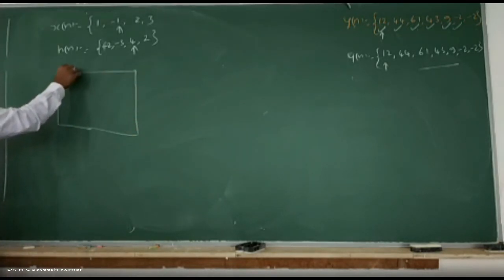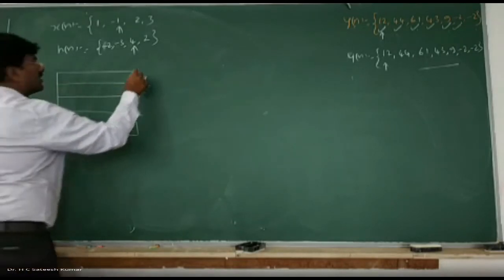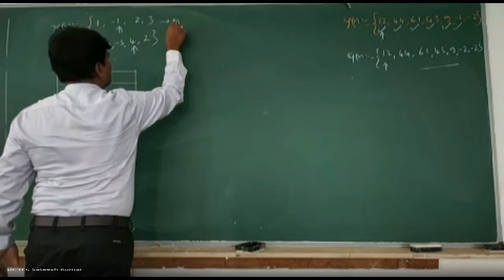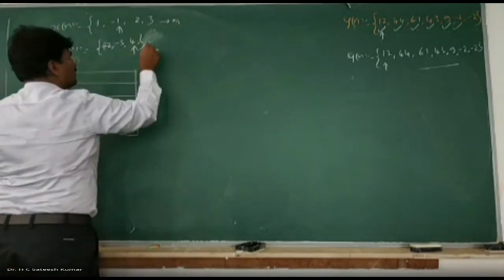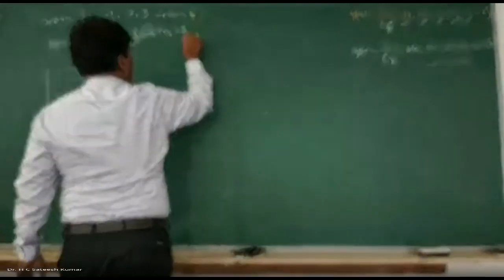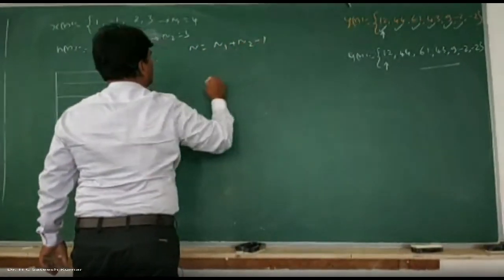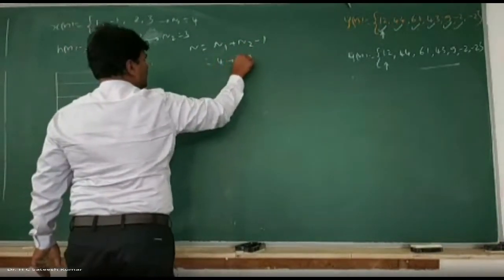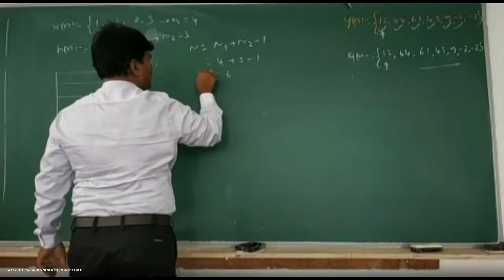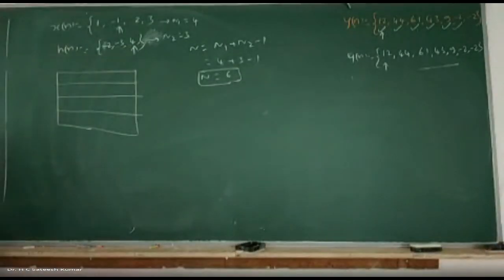Okay, right? So here, how many elements will you get? n1 is equal to 4, and n2 is equal to 3. Therefore, n is equal to n1 plus n2 minus 1, that means 4 plus 3 minus 1, which is equal to 6 elements you will get in the convolved signal. Okay, y of n will have 6 elements.